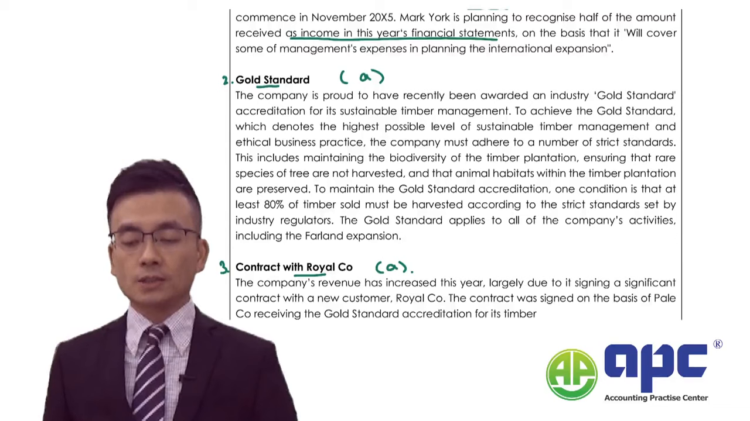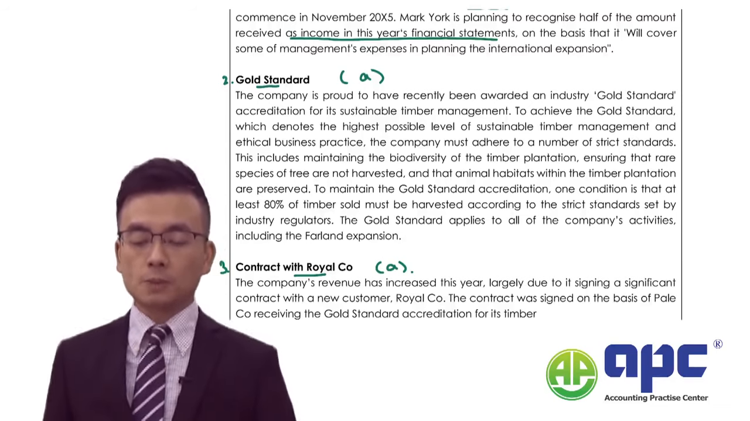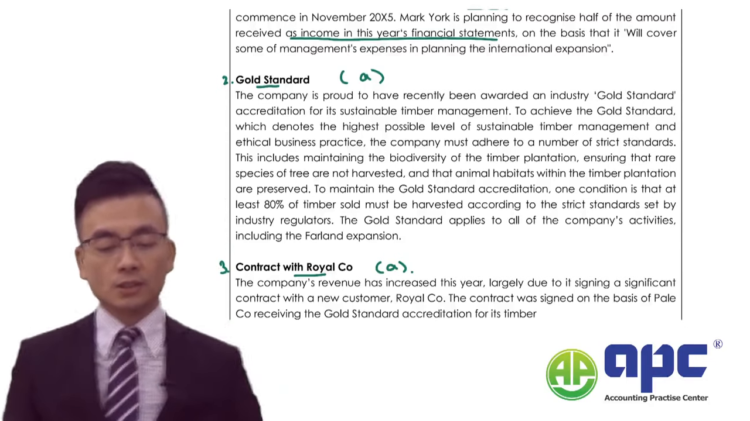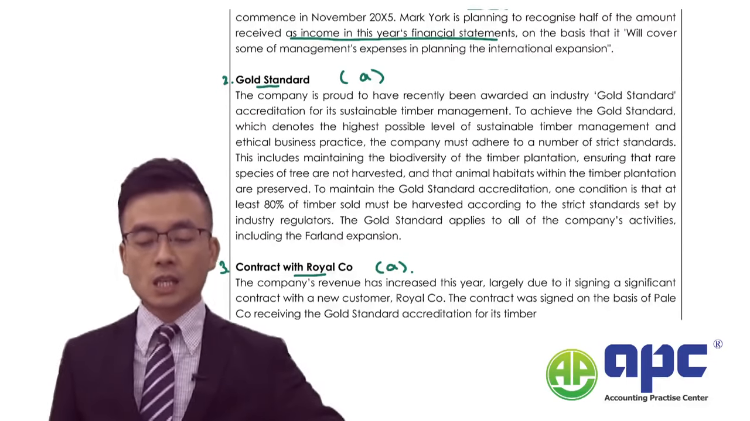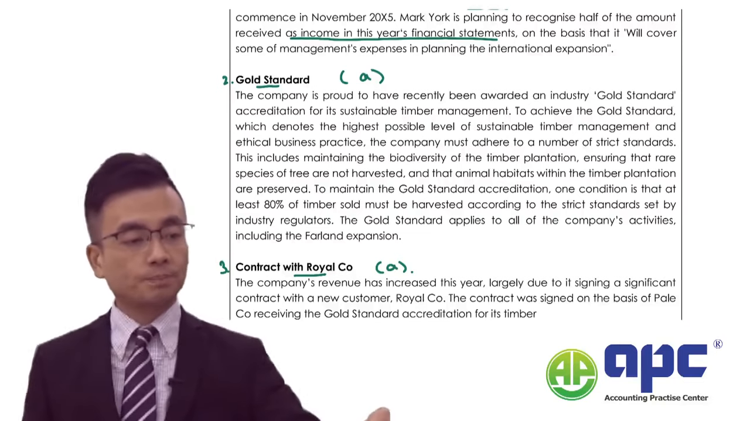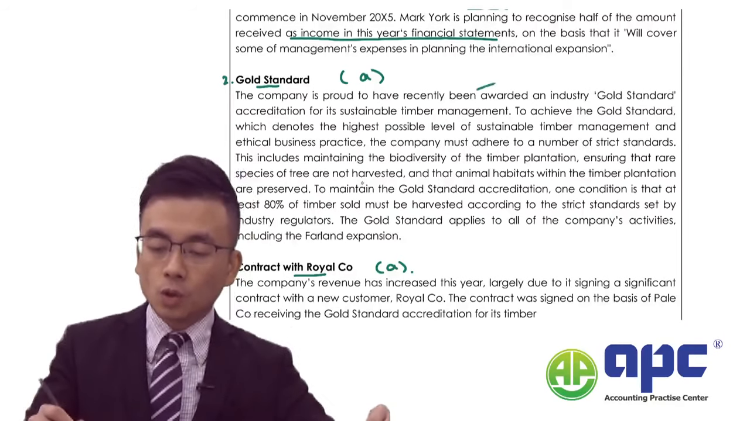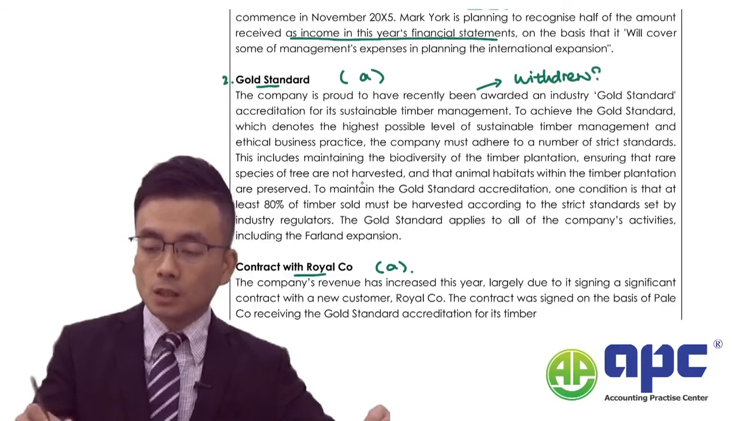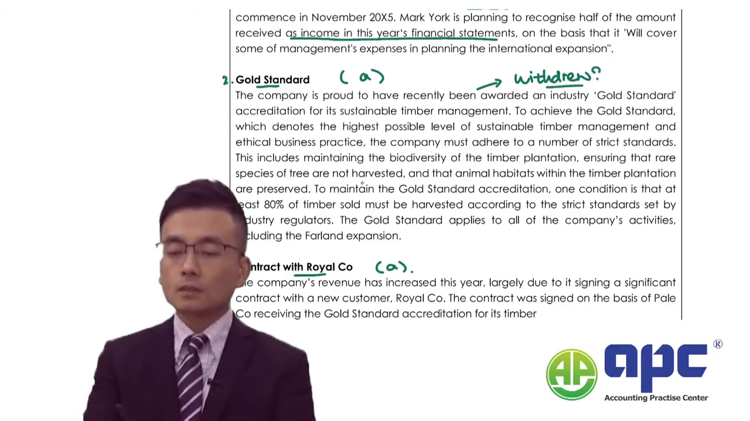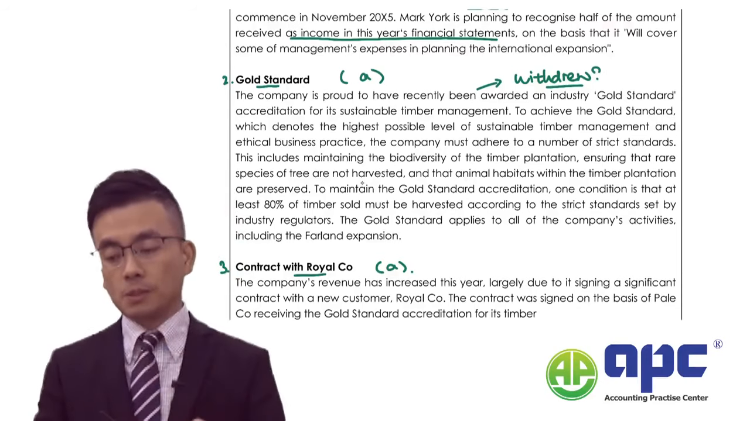To maintain the gold standard, one condition is that at least 80% must be harvested according to a strict standard set by the industry regulators. And the gold standard applies to all the company's activities, including the Farland expansion. So it seems that if the gold standard, in part A, is withdrawn, then our subsequent revenue will suffer. So we can comment on the business risk in part A.